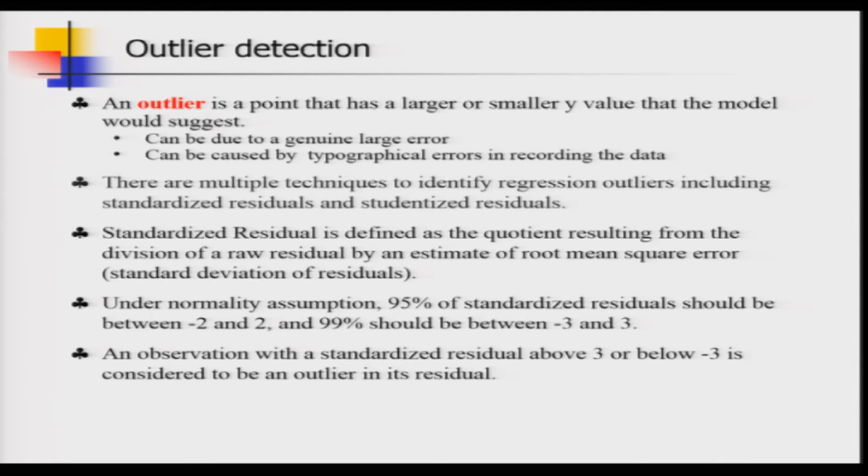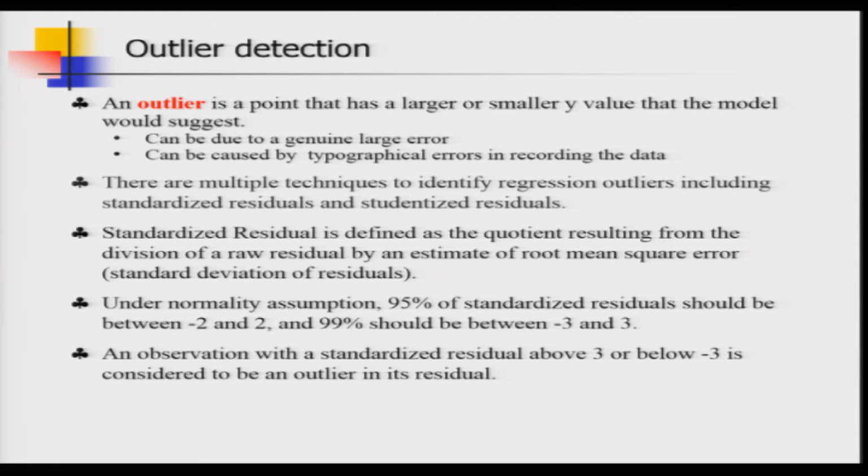As we have introduced the assumption of normality in this lecture, we can now feel free to assume normality, and by the assumption of normality we can say that 95% of these standardized residuals should be between -2 and +2, and 99% should be between -3 and +3.